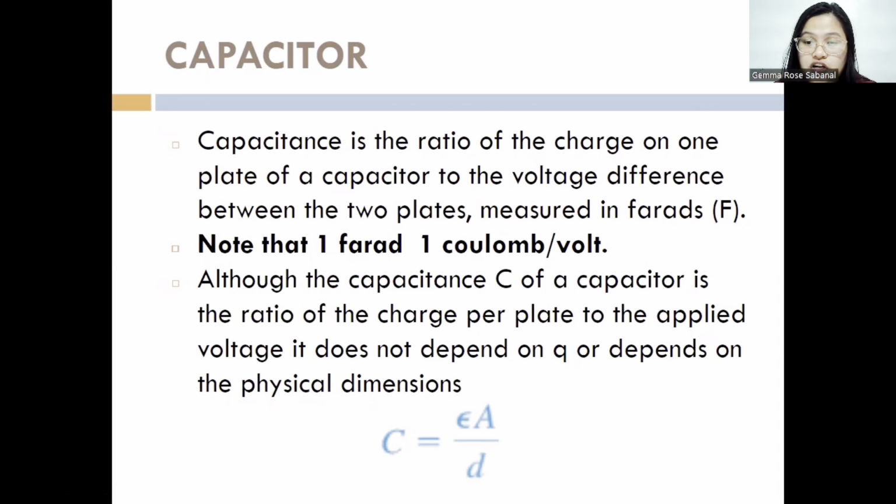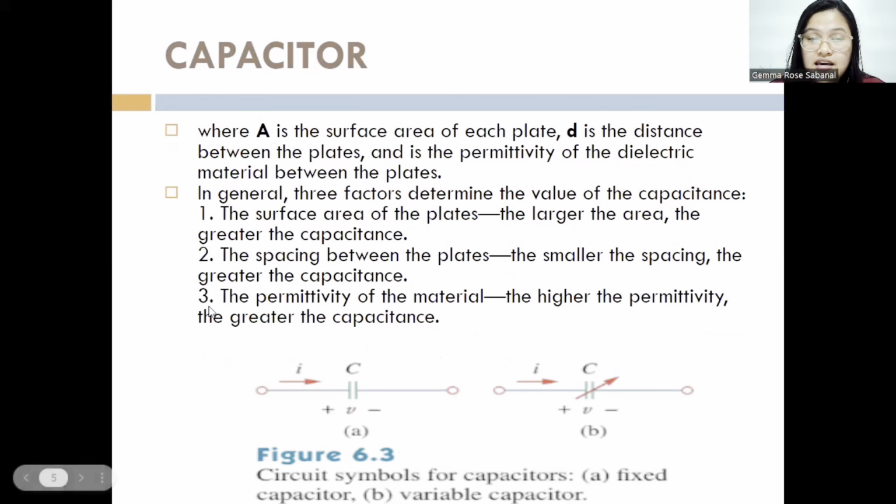Capacitance is the ratio of the charge on one plate of a capacitor to the voltage difference between the two plates, measured in farads. We should note that 1 farad is 1 coulomb per volt. Although the capacitance C of a capacitor is the ratio of the charge per plate to the applied voltage, it does not depend on Q or V, but depends on the physical dimensions, this one. Where A is the surface area of each plate, D is the distance between the plates, and epsilon is the permittivity of the dielectric material between the plates.